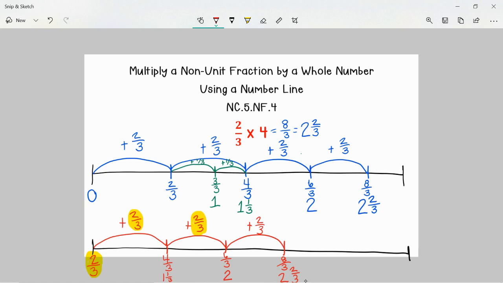And so the last thing we want to do is just think about the reasonableness of this solution. Before we started to solve, we recognized that 2/3 was close to 1 whole, but less than 1 whole, and that 1 times 4 would be 4. So if we were going to multiply 4 times a number a little less than 1, we would expect the product to be a little less than 4. And 2 2/3 is close to 4, but less than 4. So we know that's reasonable. And so this is how we can multiply a non-unit fraction by a whole number using a number line.